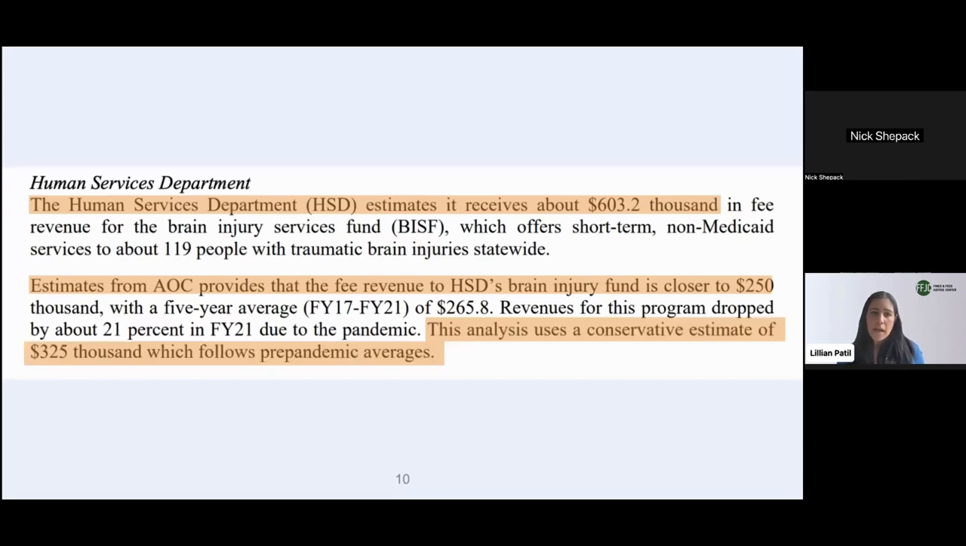So I came to the same conclusion that the LFC did, which I'm happy to see, that they used a conservative estimate of $325,000. So they took both estimates and landed somewhere in the middle so as not to discount either one, which I think is a fairly balanced and reasonable approach. They also said that follows pre-pandemic averages. And I appreciate that they took that COVID noise, that unique situation that happened during COVID, out of the equation to hopefully use data that best mimics what actually will happen in future years.